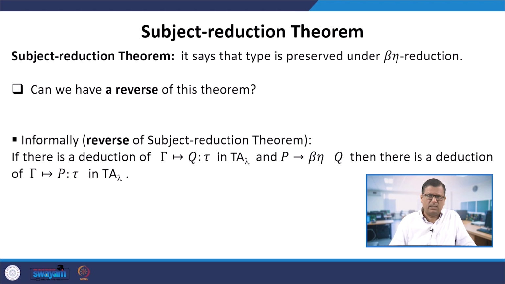Can we have a reverse of this theorem? The forward idea would be: we have P, we have a beta reduction, we get Q, and we are saying types are preserved. This is the subject reduction theorem.